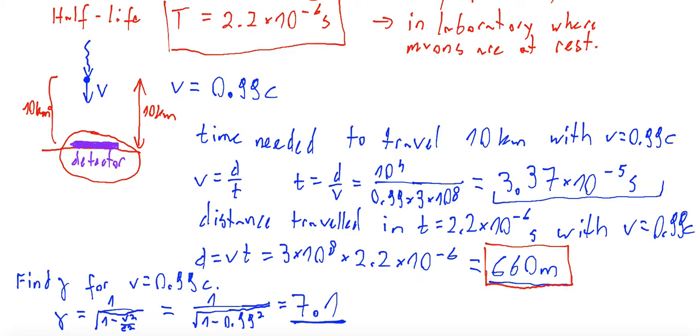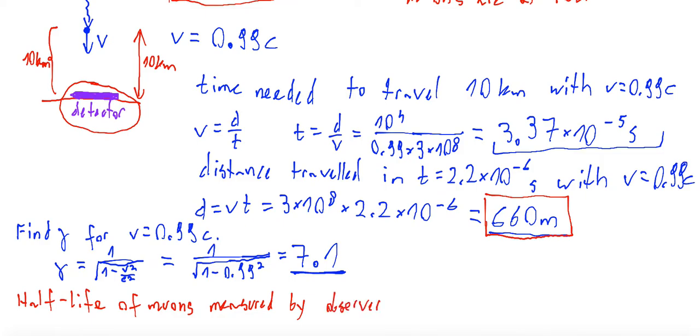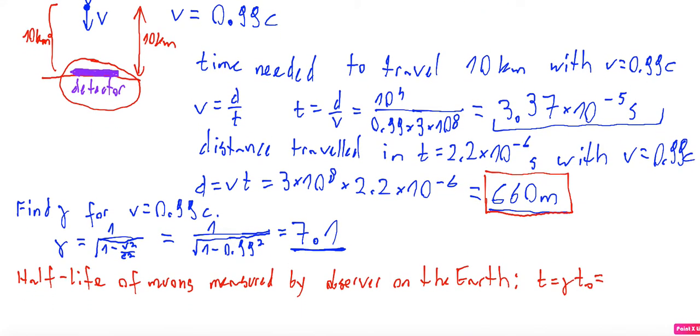We have to multiply the proper time. So now I'm calculating the time needed to travel, the half-life of muons measured by an observer on the Earth. Okay, remember, in the muons' frame of reference is the correct proper time. In the Earth's perspective, the time is the Lorentz factor times t0. So we have to find this.